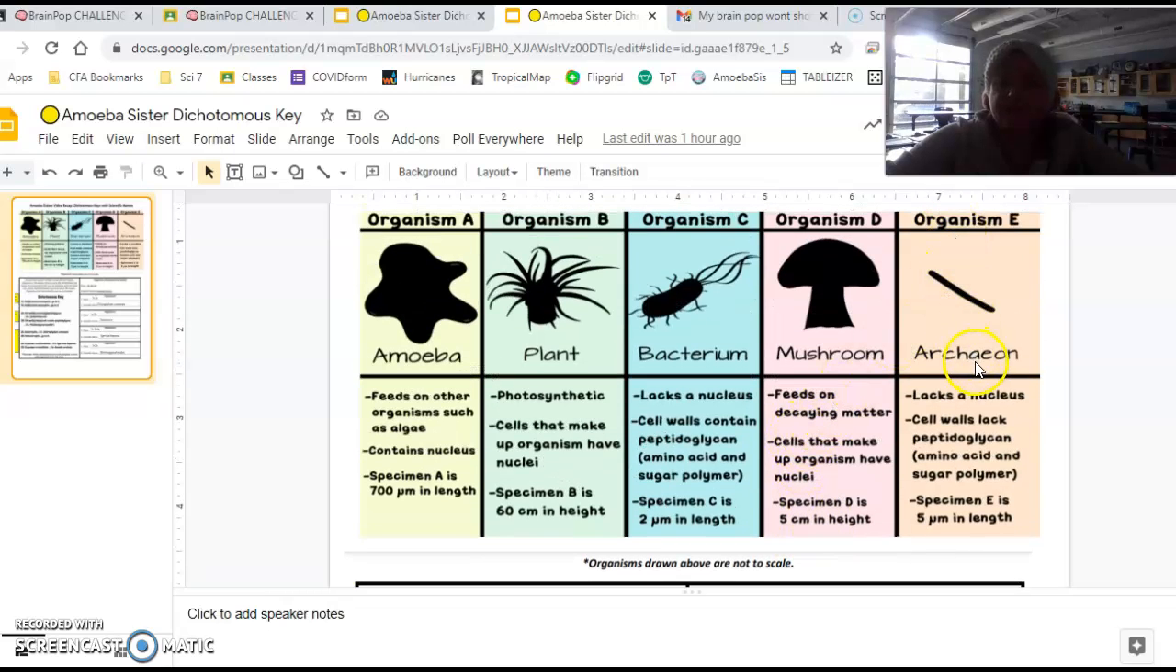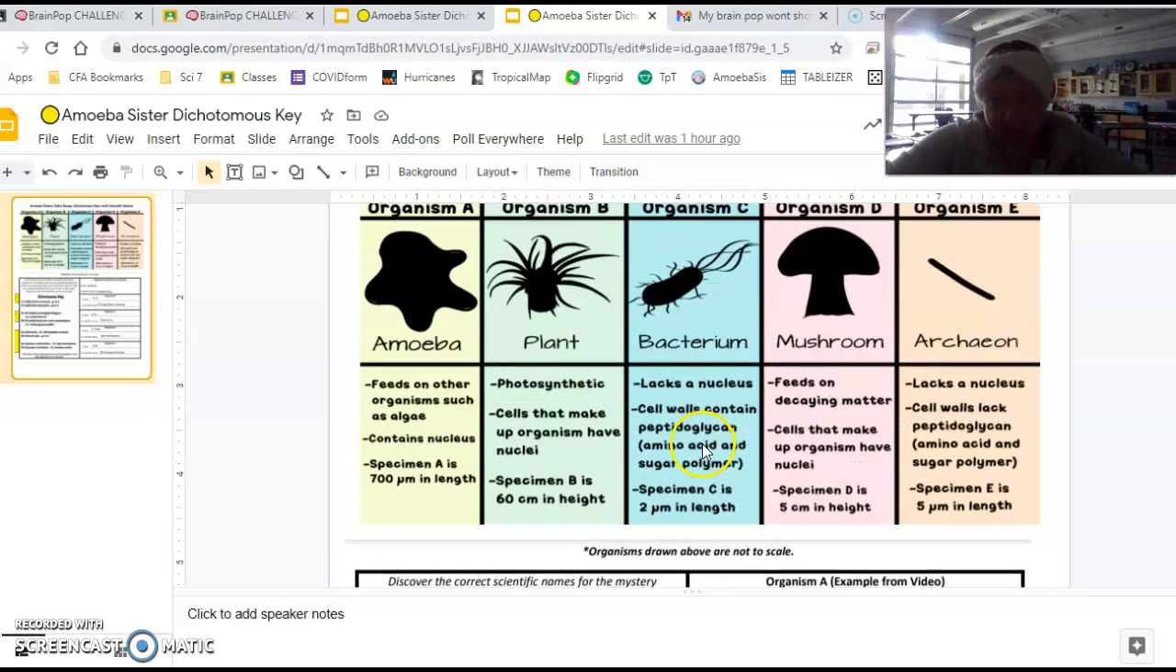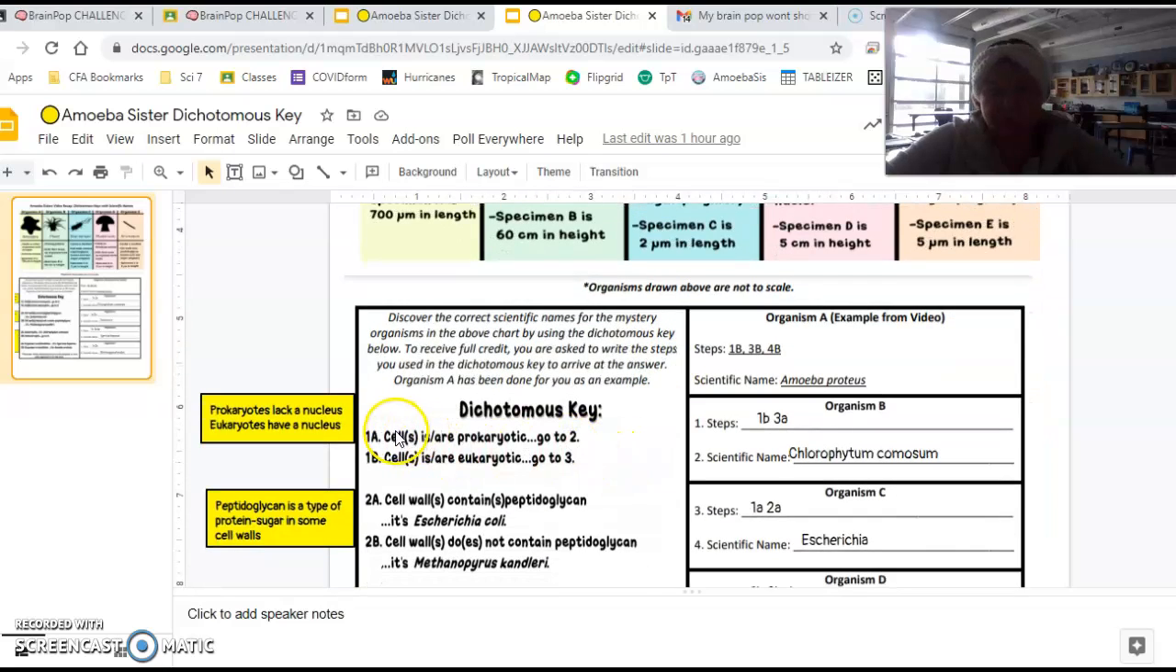And then the last one is archaeon, which is referring to archaic, really old bacteria, probably one of the first living things. Lacks a nucleus, very simple cell, DNA is just floating inside of it. Does not have that fancy amino acid sugar in its cell wall. And again, microscopic. So now we want to figure out what their Latin names are. And I'm just going to follow my dichotomous key directions while recording the steps that I've taken. I'm going to skip organism A because it looks like they did it in the video for you.